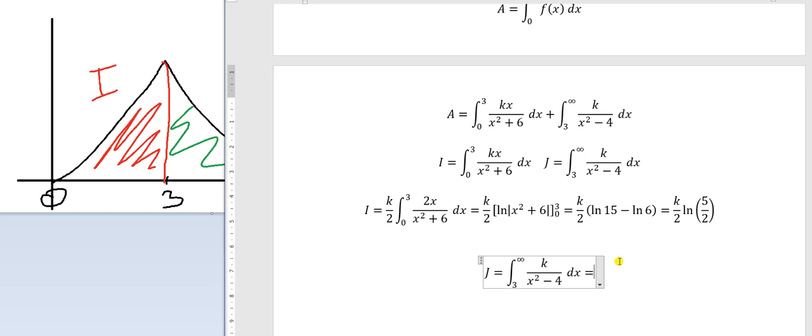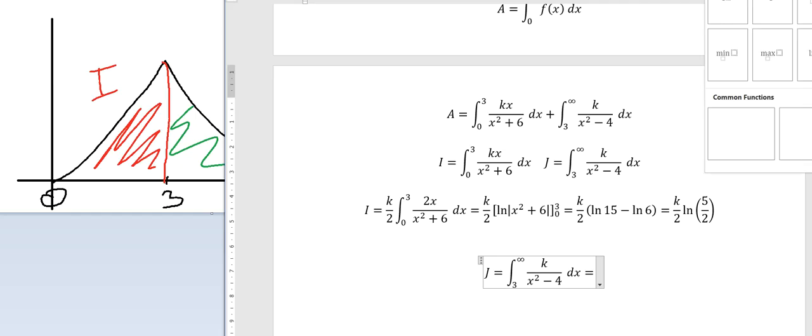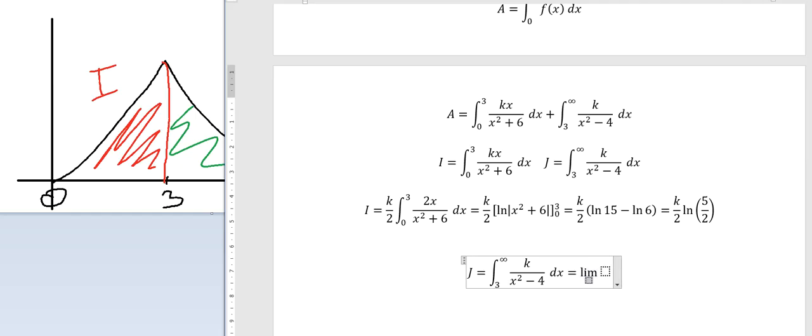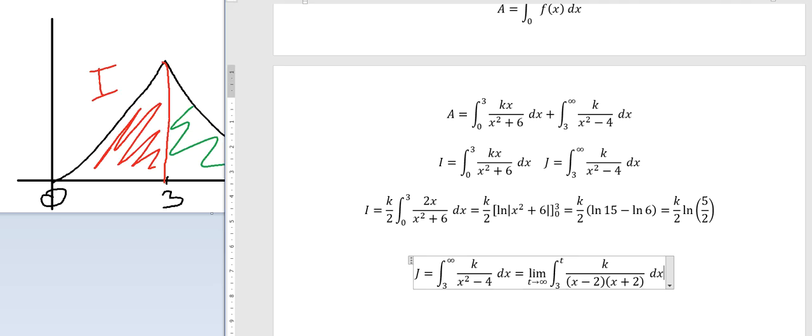And the simplest way to think of this is to find the limit of the integral for some other value. So I might use t. The integral from 3 to t of k over x squared minus 4. I'm also going to rewrite this as x minus 2, x plus 2, for reasons that will become clear once you've had a think about the integral. But now, if I can compute this integral between 3 and t, I can then go back and find the limit as t tends to infinity. And I'm going to do that separately.